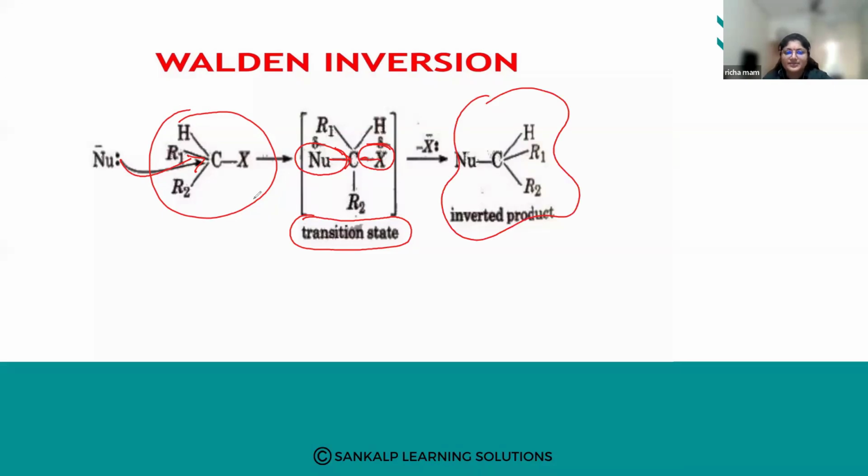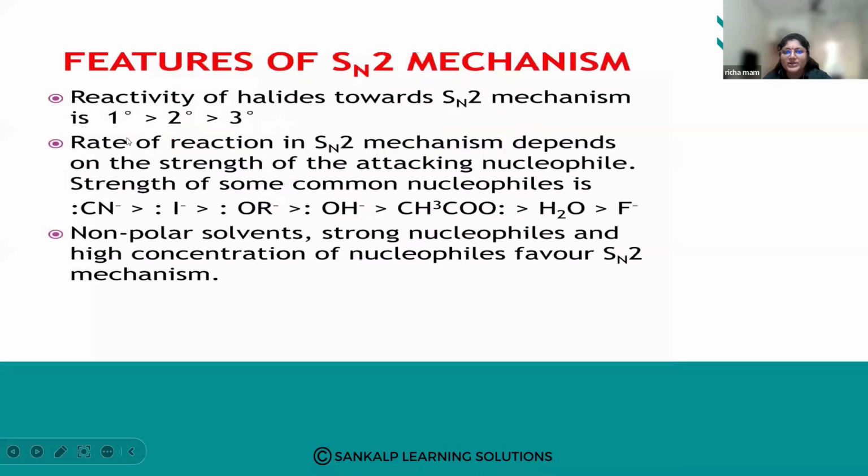Okay, yes. So very important, both SN1 and SN2 are important. So for reactivity of halides towards SN2, primary alkyl halides are more reactive, then secondary and then tertiary.